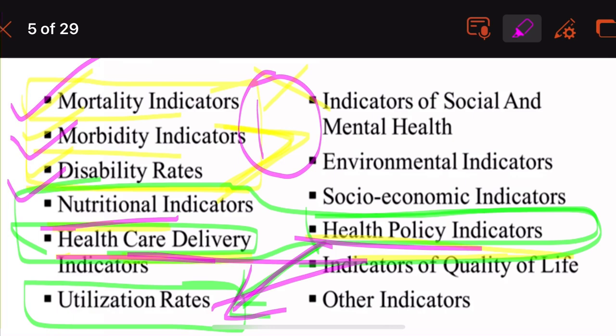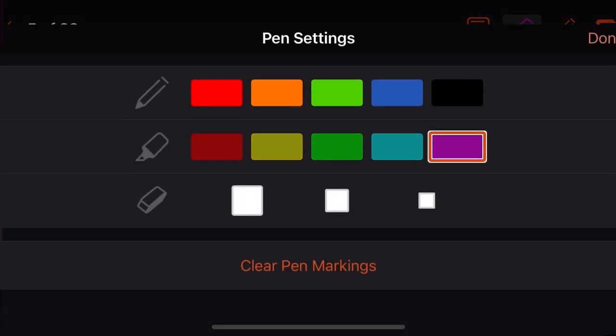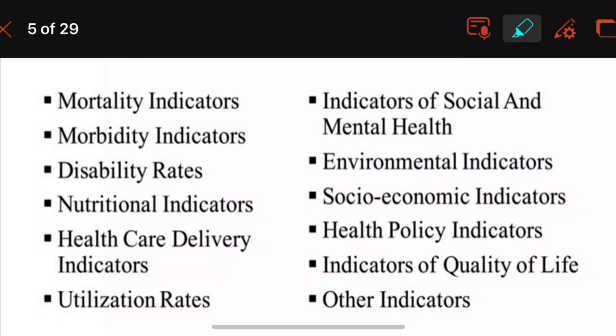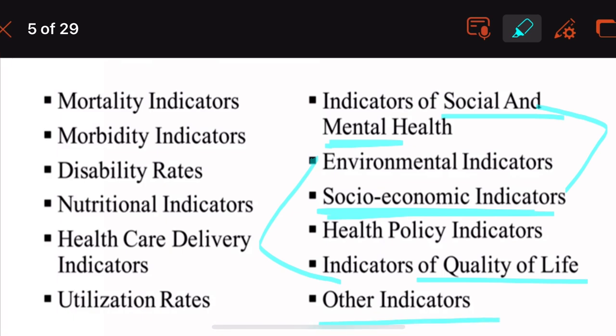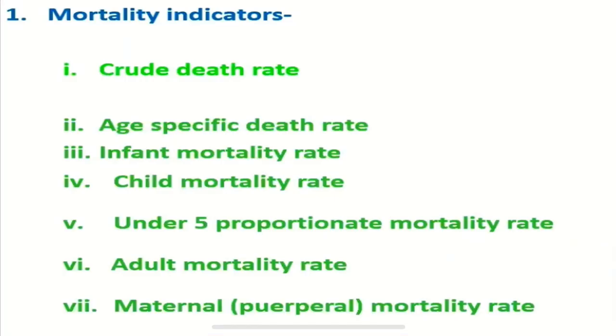And then social and mental health, environmental health, socio-economic. So two words you can remember here: social and mental, socio-economic, these two together. Then comes the environment, quality of life, and other indicators. Environment indicators, quality of life, and other indicators. Moving on, each one of them we're going to deal with in detail in the upcoming slides, starting off with the mortality indicator.